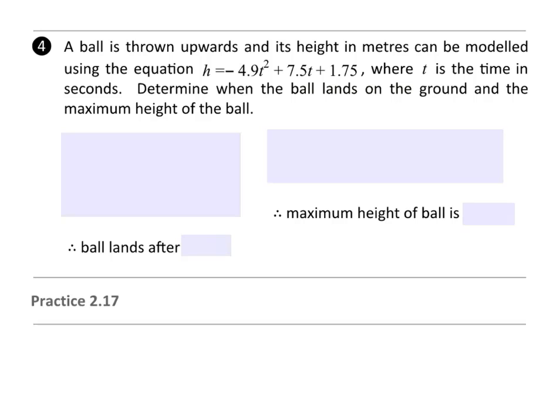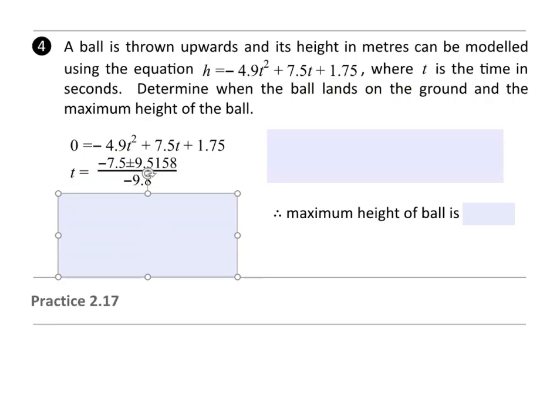Okay, let's move on. A ball is thrown upwards and its height in meters can be modeled using the equation h is equal to negative 4.9 t squared plus 7.5 t plus 1.75, where t is the time in seconds. Determine when the ball lands on the ground and the maximum height of the ball. So there's two things we're trying to figure out, and we're given the standard formula. We can actually solve for t, so let's do that first.